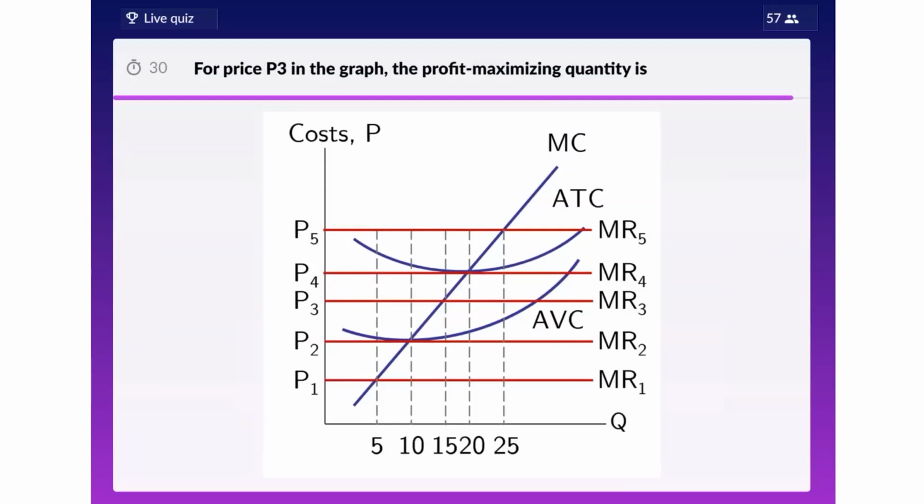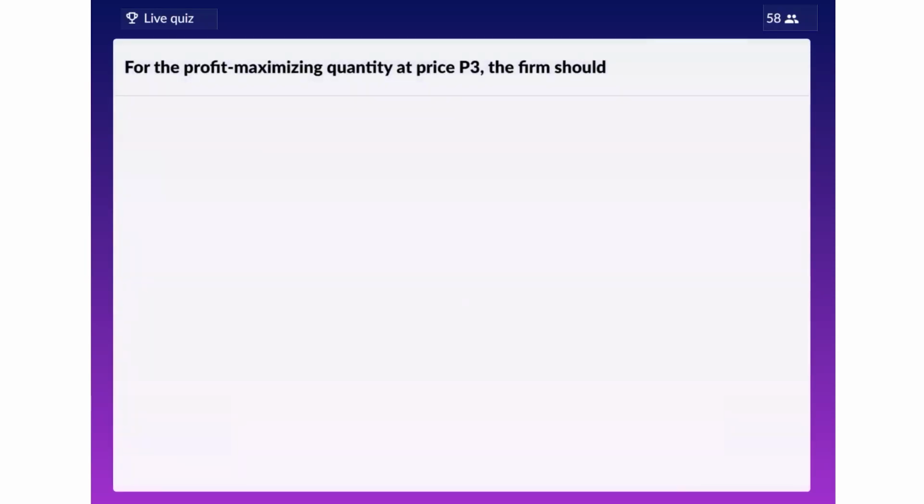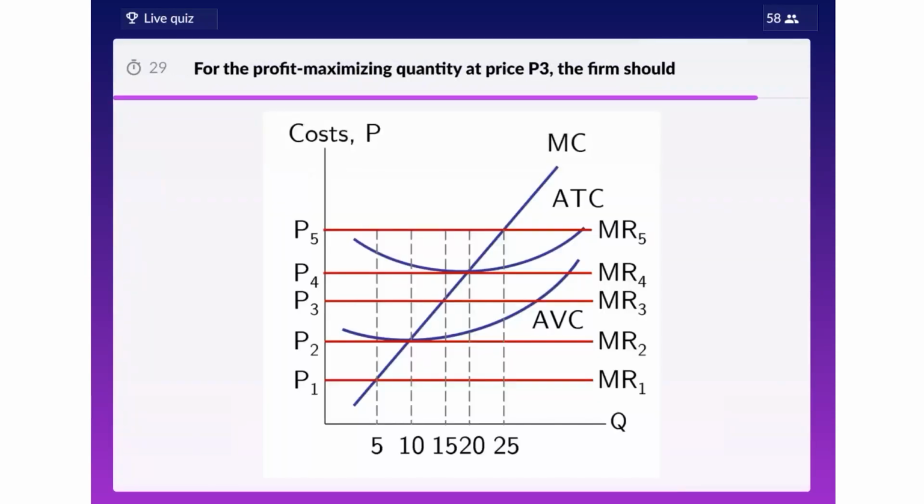Okay, what about price P3? What is the quantity that maximizes profit for the firm at price P3? 5, 10, 15, 20, 25. Which one? Majority of you say 15, and it is 15. So what should the firm do at this quantity and this price, P3?